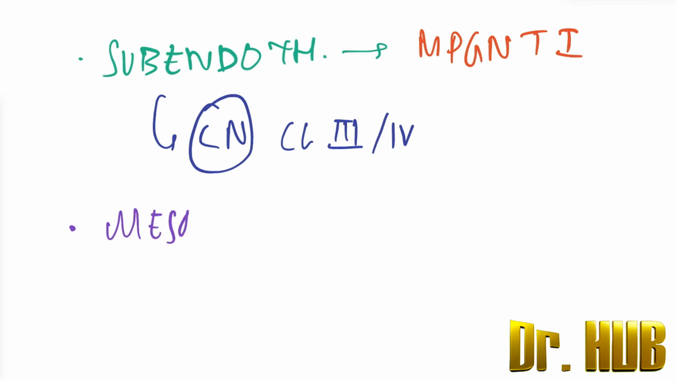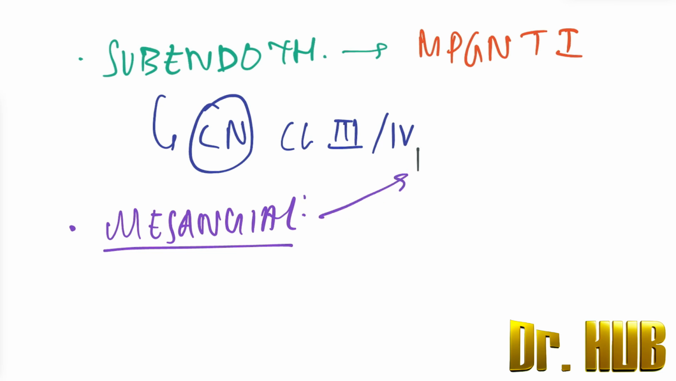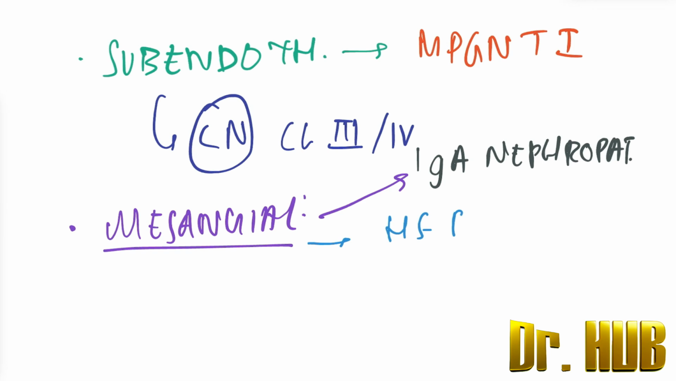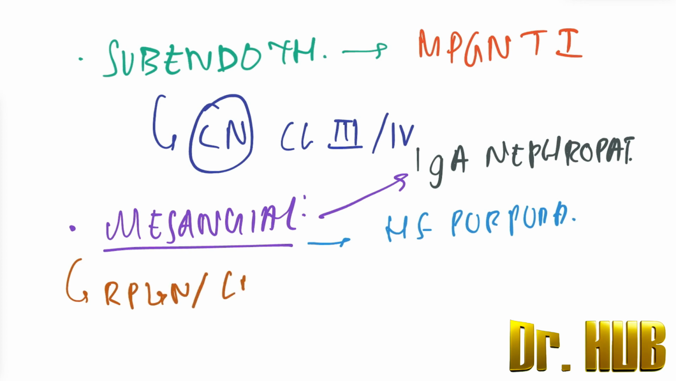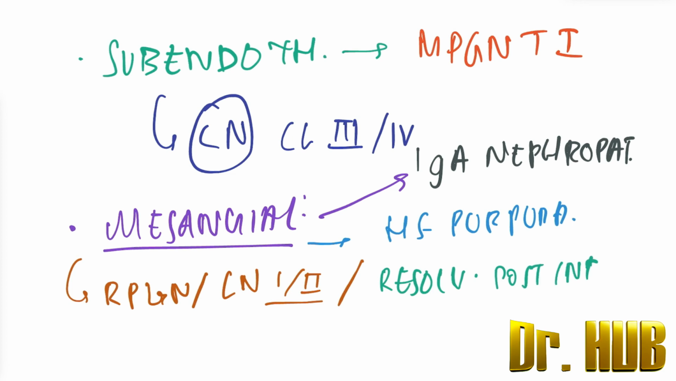Next we look at the mesangial. In terms of mesangial, this will include the IgA nephropathy, and there is also the HS purpura. Next is the RPGN. There is RPGN and the lupus nephritis, that is class 1 as well as class 2. Then comes the resolving post-infectious glomerulonephritis.